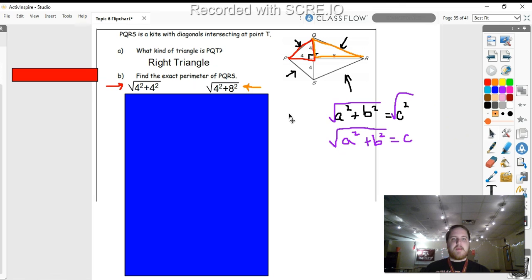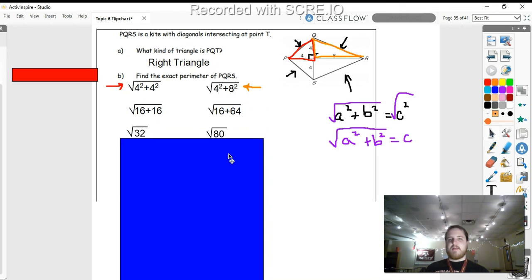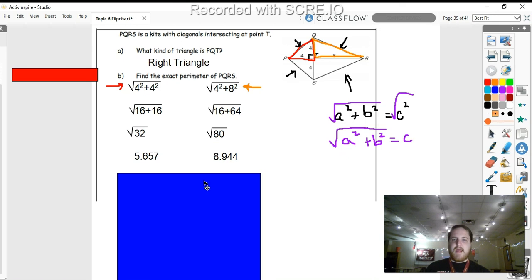All right, so we go down and we can simplify stuff as we go. Remember to keep track of doing that as you type stuff into the calculator. Square root of 32 and square root of 80 are a lot easier to type in than a big mess of stuff right here. There's a lot of opportunities to mess up and mistype something. All right, so we get square root of 32 and square root of 80, and that's where we get this 5.657, which is this red triangle right there. And this other one, 8.944, that's the hypotenuse of our orange triangle.